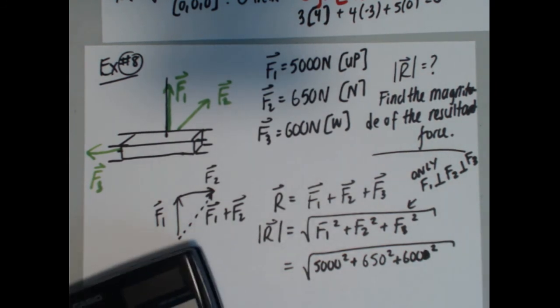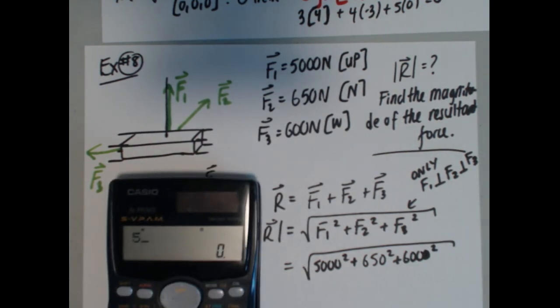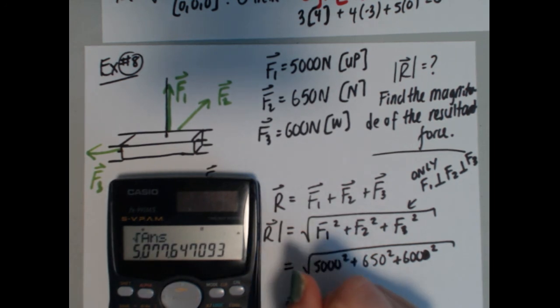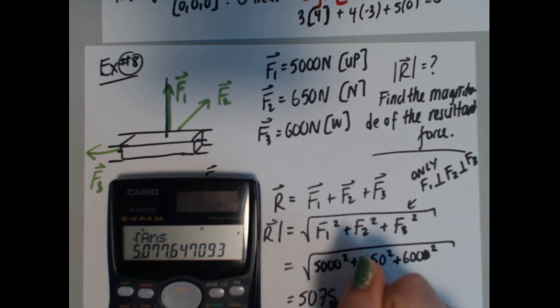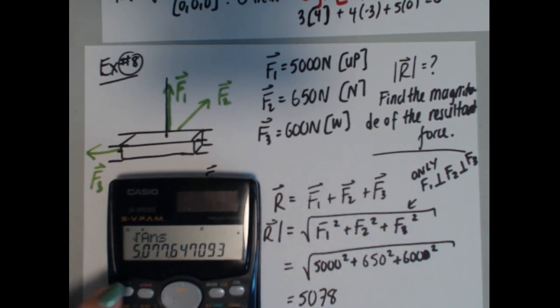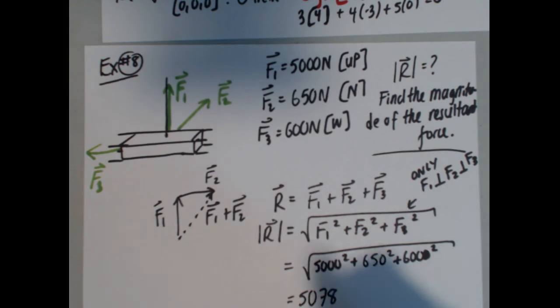Okay, so grab your calculator. The square root of 5,000 squared plus 650 squared plus 600 squared. So that's about 5,078 if I'm rounding to the nearest whole number. Now that's still a force, so the units have to be in newtons. That is the magnitude of the force, so we're going to stop since that's what we needed to look for.